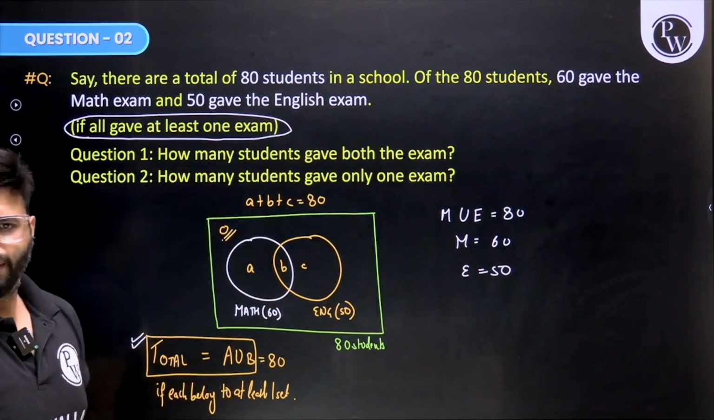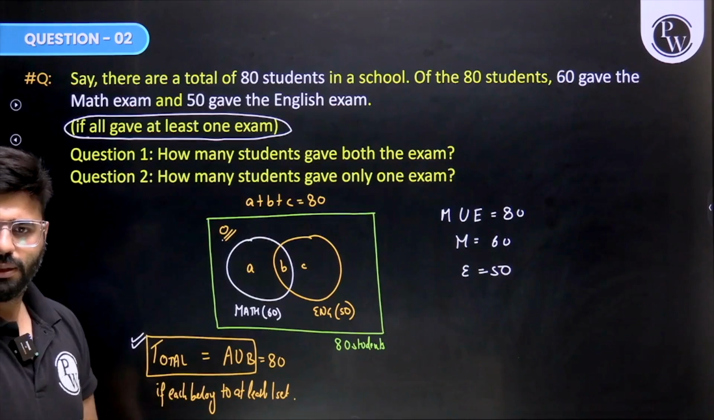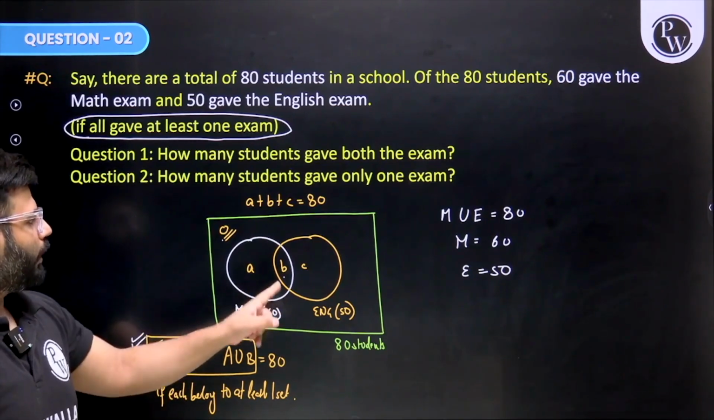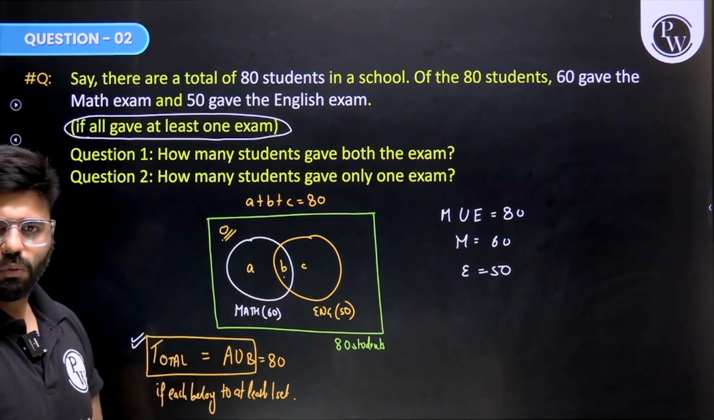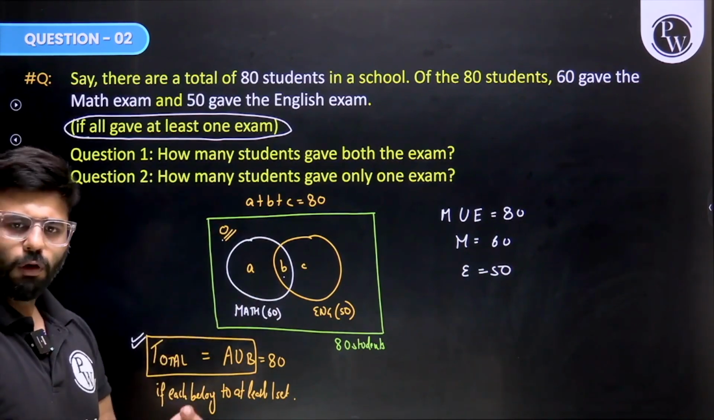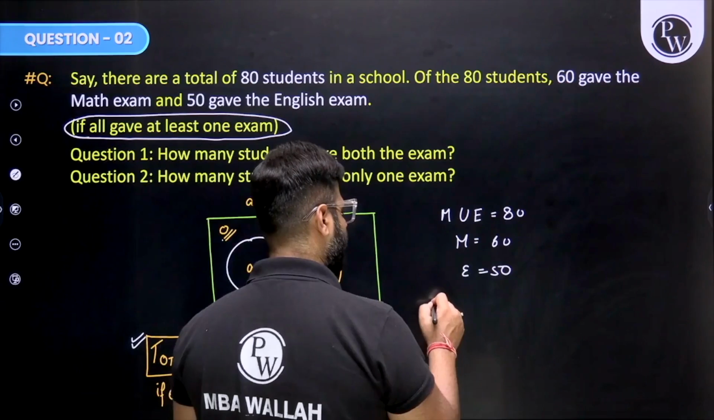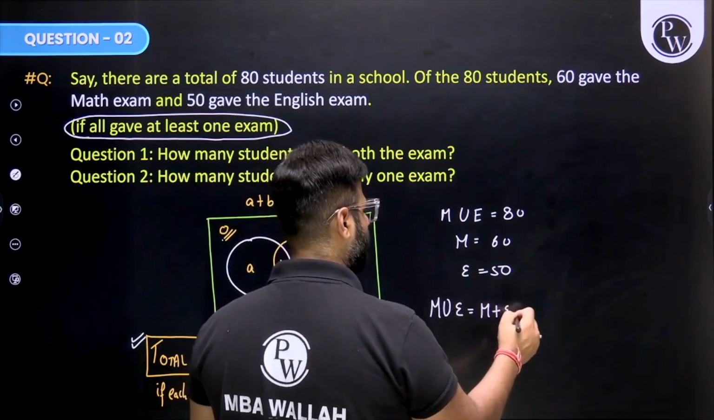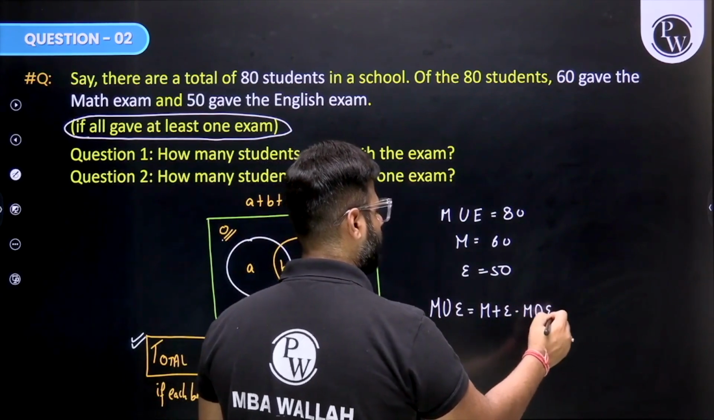Can we find out anything now? Can you find out anything else? The idea is yes, we can. We can find out this guy B. How? We have a simple formula, and that formula is something like this. A union B equals A plus B minus A intersection B.